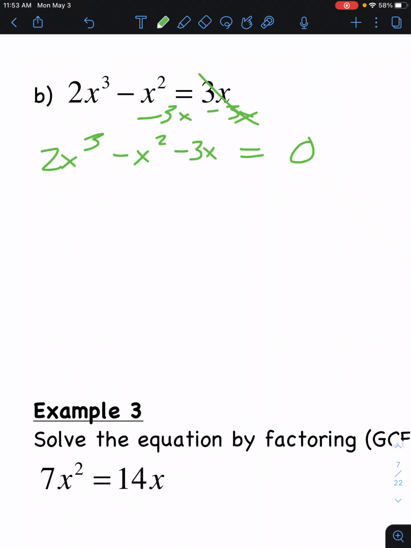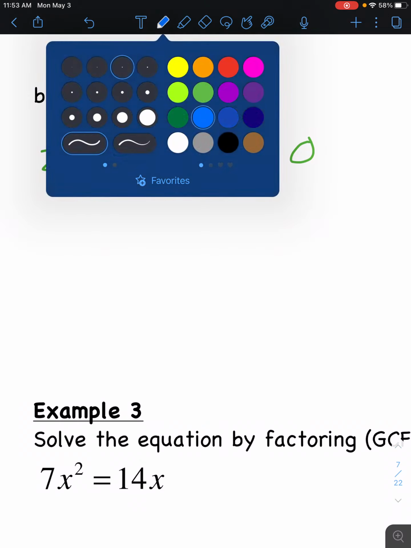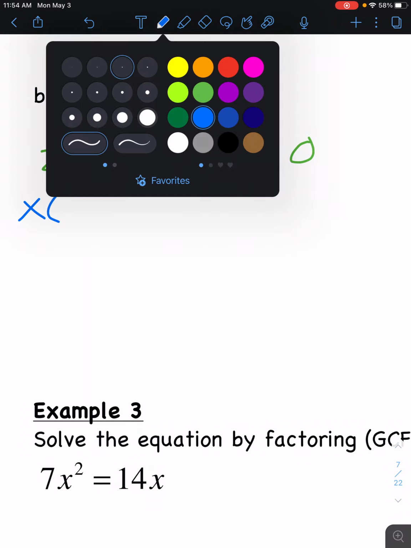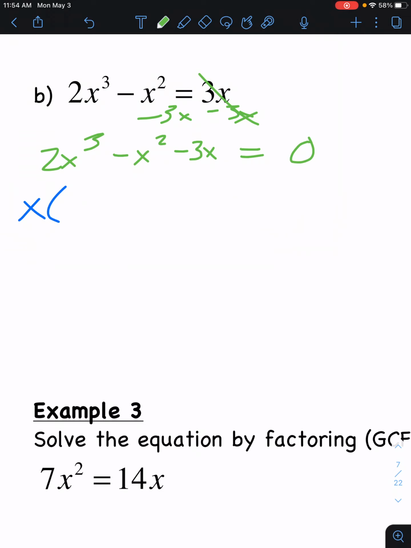All right, so now I'm going to try to factor this. I do have a GCF here. It's x. So I pull out an x, and then I divide each of them by x. So I have 2x squared minus x to the power of 1 minus 3.